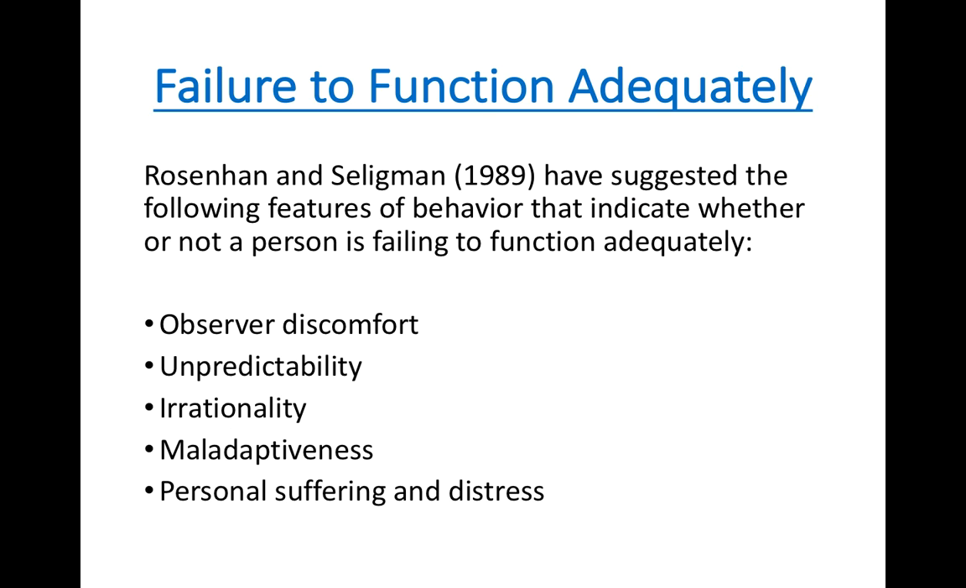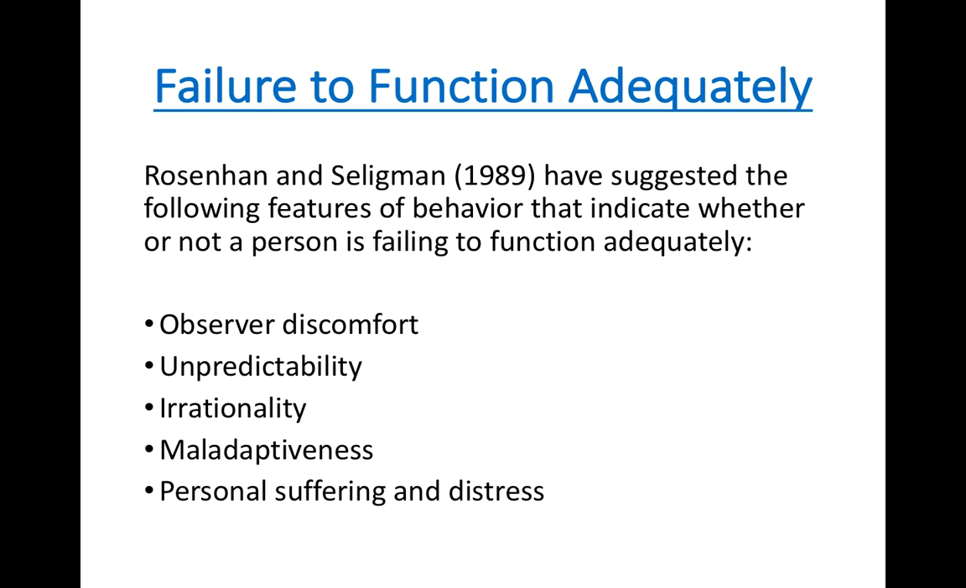Rosenhan and Seligman in 1989 suggested the following features of behaviour that indicate whether or not a person is failing to function adequately. Observer discomfort. This is when another's behaviour causes discomfort and distress to the observer. Unpredictability. We rely on the behaviour of people around us to be predictable, so when behaviour appears unpredictable and uncontrolled, it leads us to think that there is something wrong.